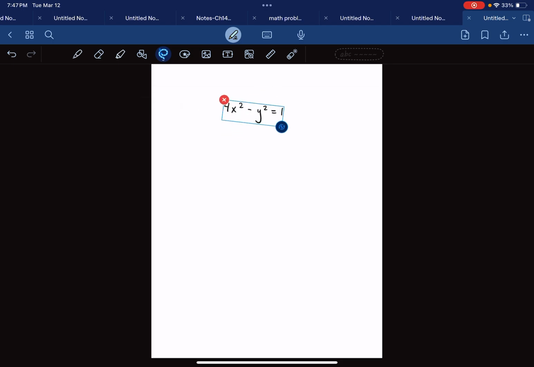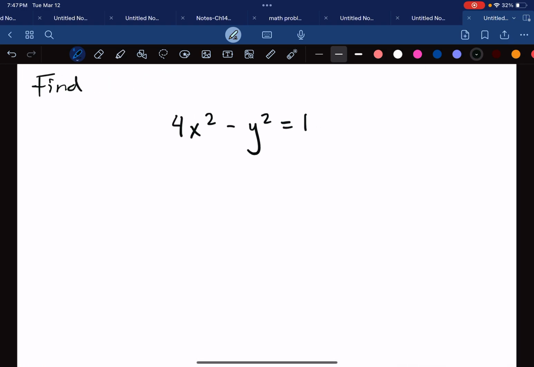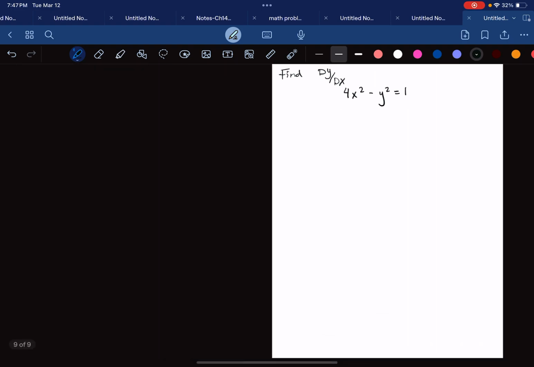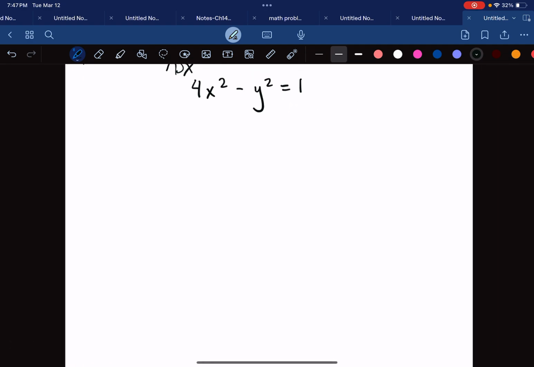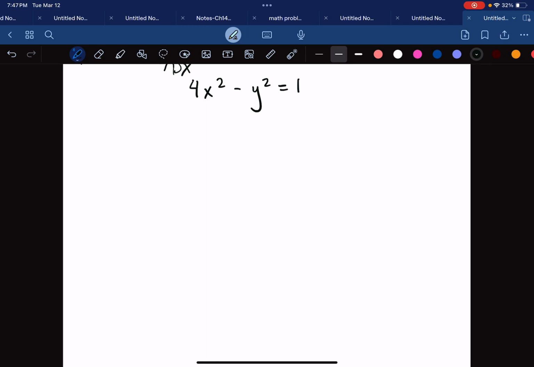So this first equation we have is 4x squared minus y squared is equal to 1, and we are asked to find dy/dx. So for this problem, we're asked to find dy/dx. So we have 4x squared minus y squared is equal to 1.